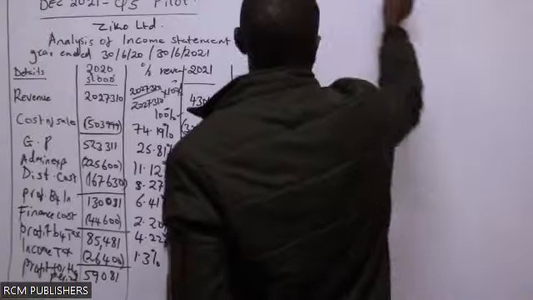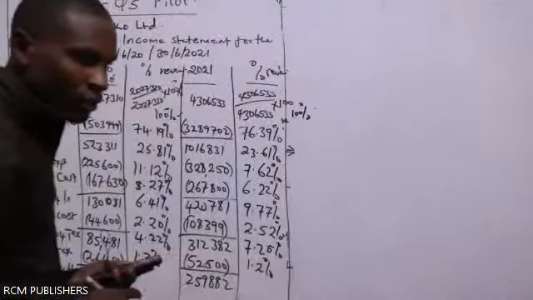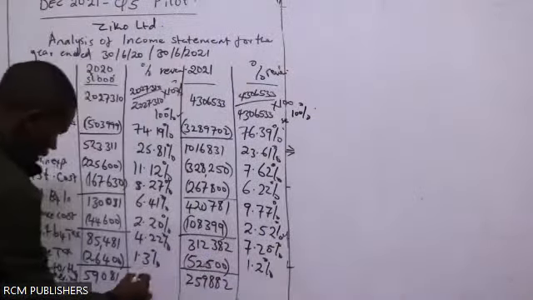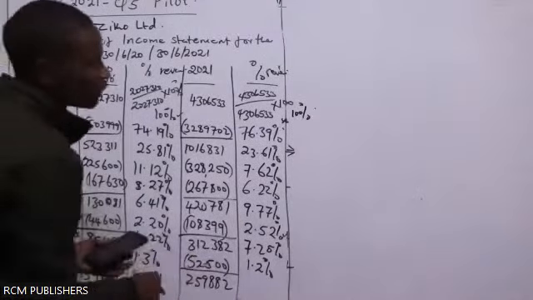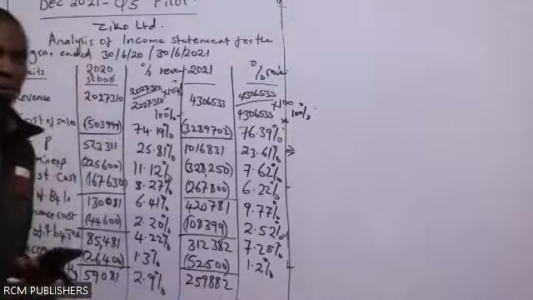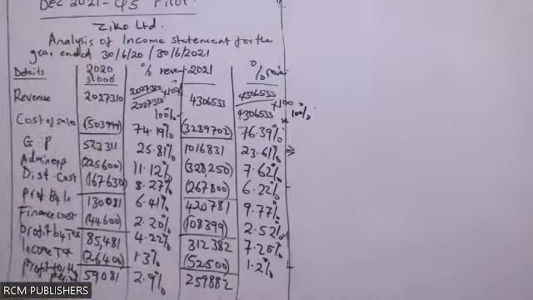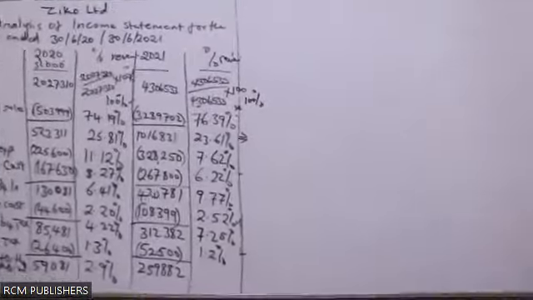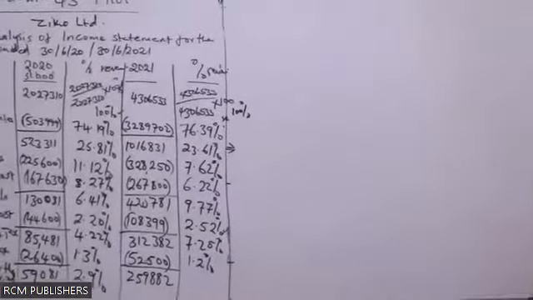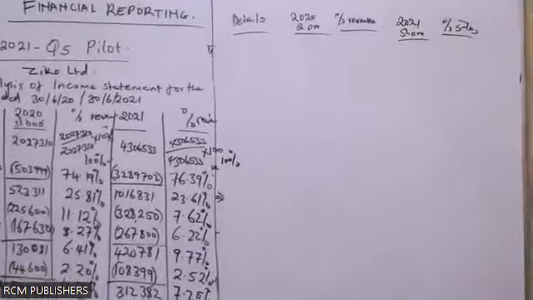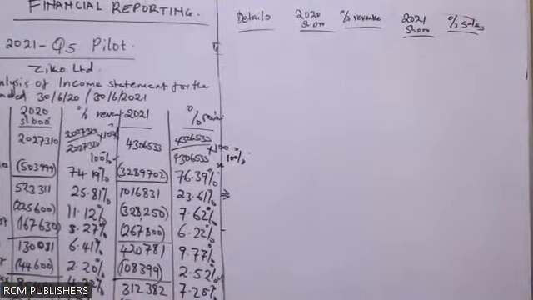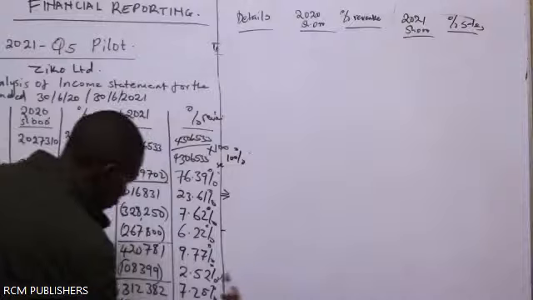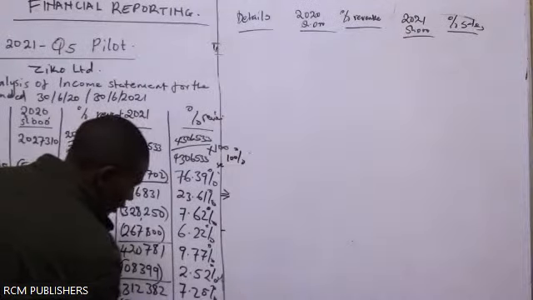Haina shida. Haionekani 2.9 hapa, 2.9 napewa 2.9%. What about 2021? 2021 ni ngapi? Tafadhali atie 2021 as I adjust this one. 2021 ni ngapi? 6.0. So you can see the profit for 2021 equal due.